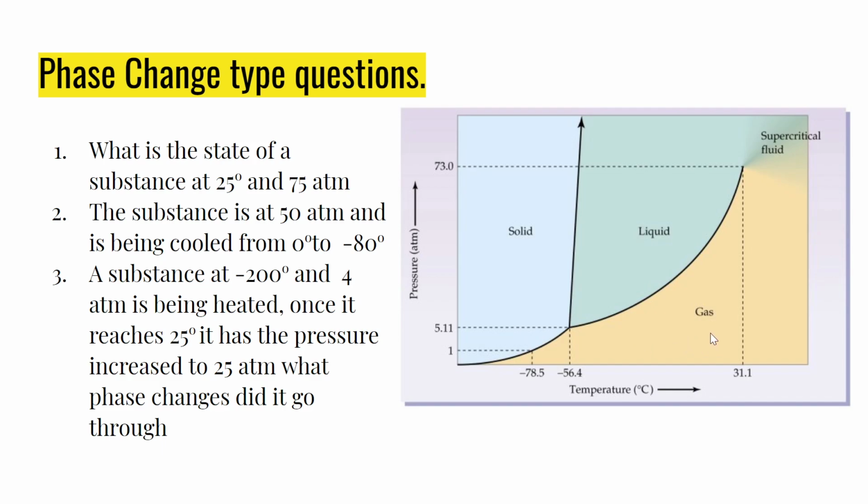And then it's saying that it increases to 25 atmospheres, so it's going to go up here, and we would go ahead and say, alright, this is likely going to end up undergoing a condensation as well. So it's going from a solid to a gas, that's our sublimation, and then from a gas to a liquid, that would be our condensation. So we would say it undergoes sublimation and condensation.